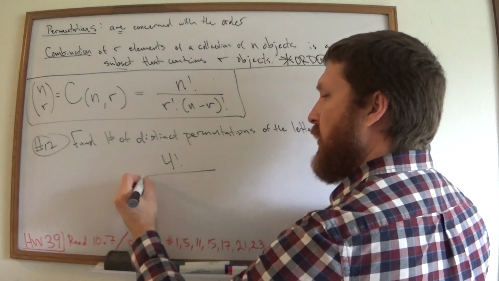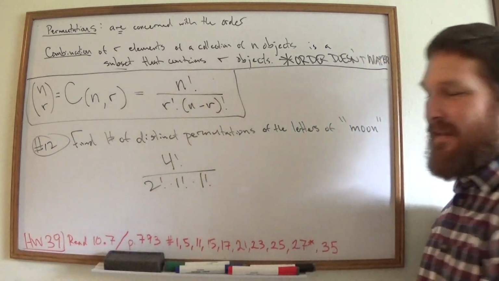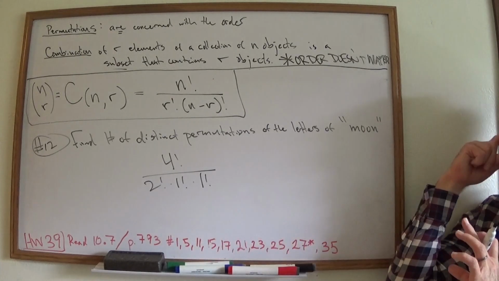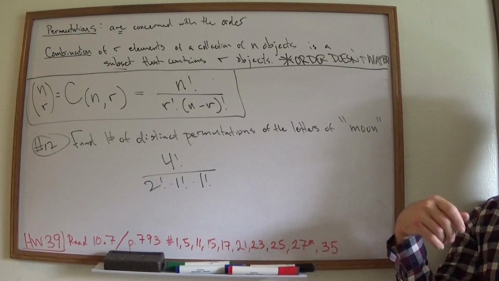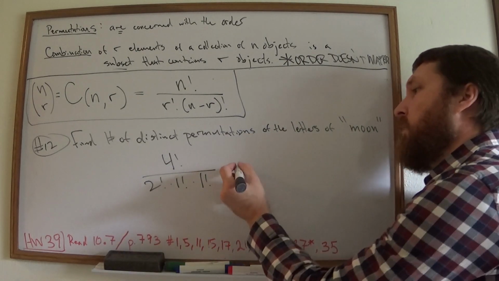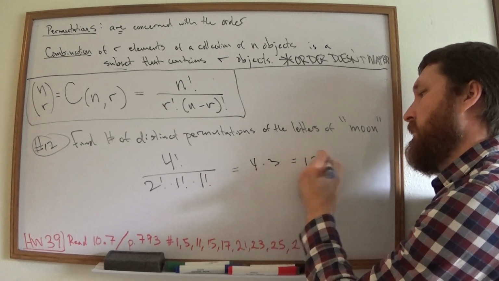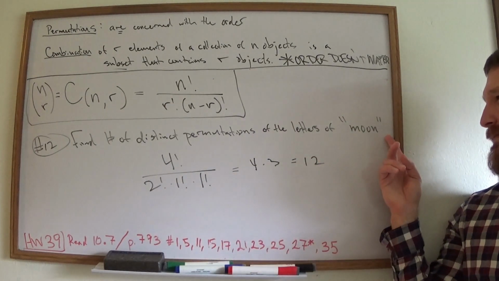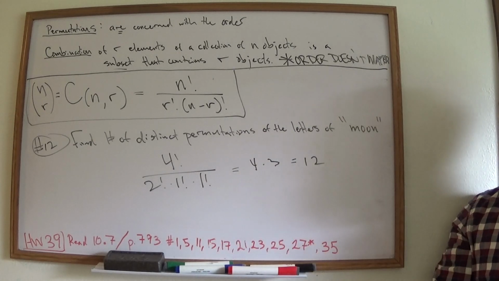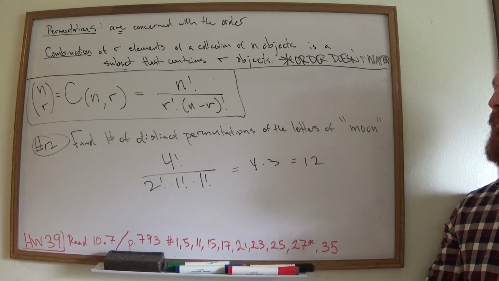4 factorial over 2 factorial times 1 factorial. And you could forget the ones, who cares, right? But technically, if you want to keep something in mind, that's how you do it. For each one of those, you count the number of things, and so that's what it would be. Which would be 4 times 3, I think, which is 12. Which kind of blows, like, really? You had 12 distinct permutations of those letters? Huh, I wouldn't have thought that, but okay. I'm not going to write them all out.